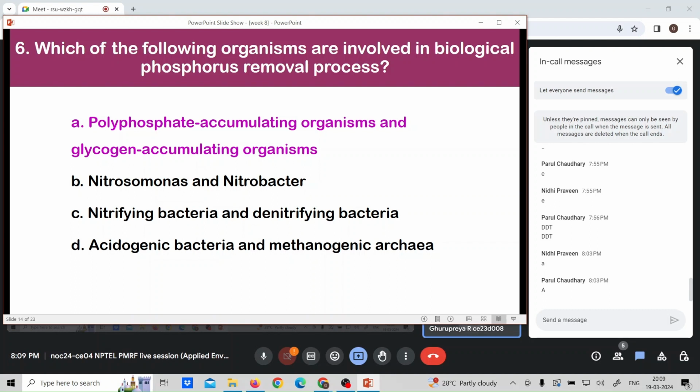So after nitrification, the denitrification process generally takes place, where your nitrate NO3 minus will be converted to N2, and nitrogen will be removed from the system as N2. This is known as the denitrification process. So that is the explanation about B and C.